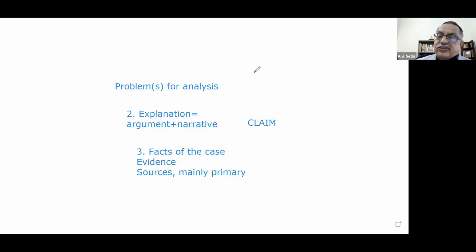This claim should be based on facts of the case. The facts of the case should be based on evidence. The evidence should of course be looked at, examined critically from different points of view, as I've explained. And the evidence comes from what we call primary sources, or sources that were created at the time about which we are writing. So these are three things that I've said about the construction of history.